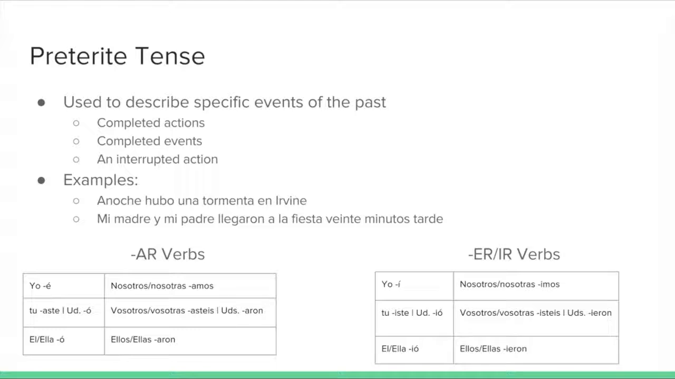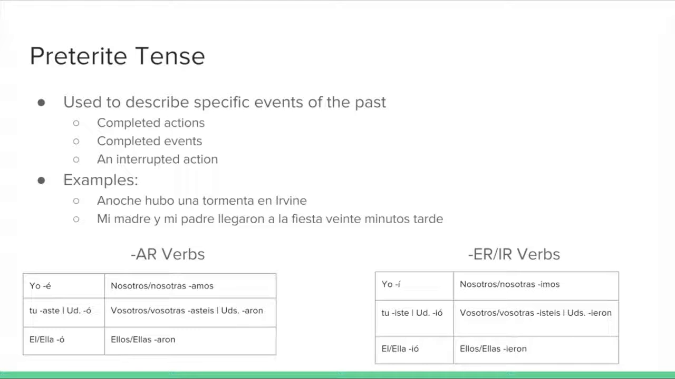Two examples of this are "Anoche hubo una tormenta en Irvine," and the second sentence, "Mi madre y mi padre llegaron a la fiesta 20 minutos tarde." The first sentence is basically stating that there was a storm in Irvine, but it's the fact that it was this complete event, this one event alone that's already done. The second sentence is describing that my mom and dad arrived late, but it's that they arrived late. It was that completed event that occurred at a specific moment, which was 20 minutes late to the party.